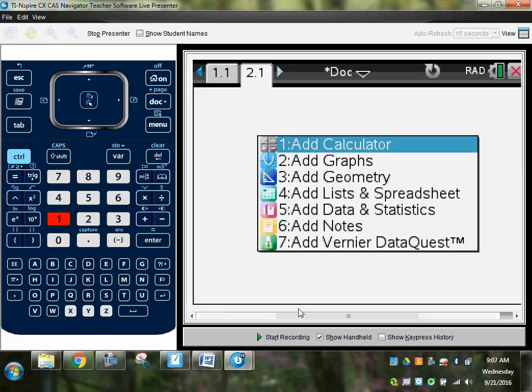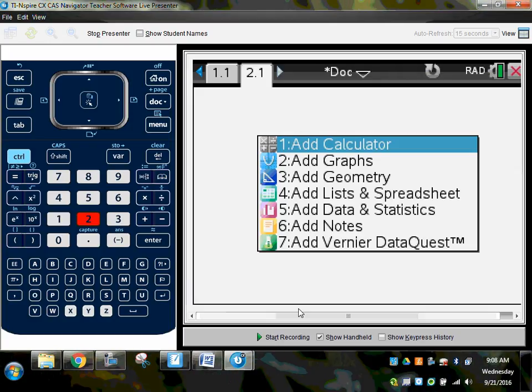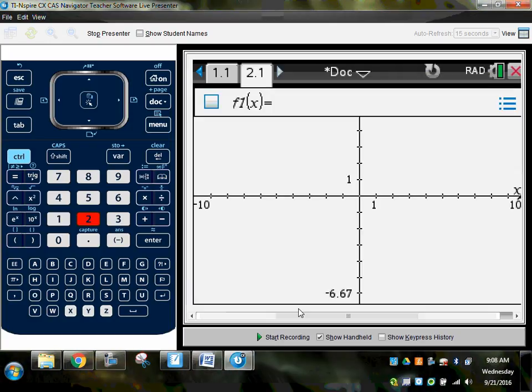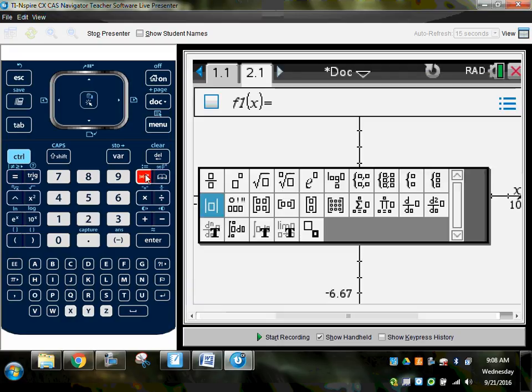Now, let's go to a new problem. And to graph out a piecewise function, we're going to go to 2, which is add graphs. Now, in here, there are two really important things, if you haven't discovered them yet. This is a template feature, and this is where you find the inequality signs, greater than, less than, and stuff like that. So we need to go to our templates, or our form. So press this button here.